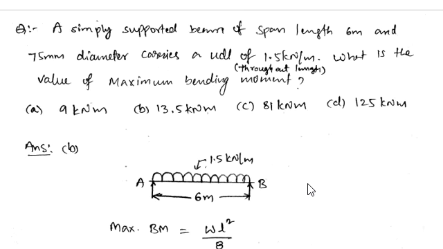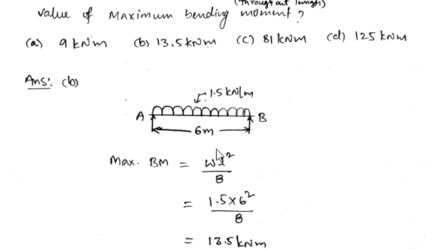So we know this is a direct standard case, or you can say, you can remember it as a standard case. When a simply supported beam is carrying UDL throughout its length, the value of maximum bending moment is given by the formula W L square by 8, where W is the weight per unit length, so that is 1.5 in this case, and length is 6 meters, and by 8. So when you simplify that, we are getting the value of maximum bending moment as 13.5 kilonewton meter. So option B is the right option here.